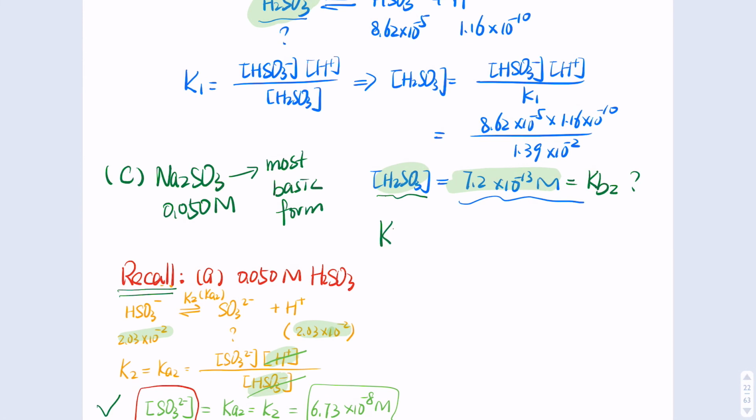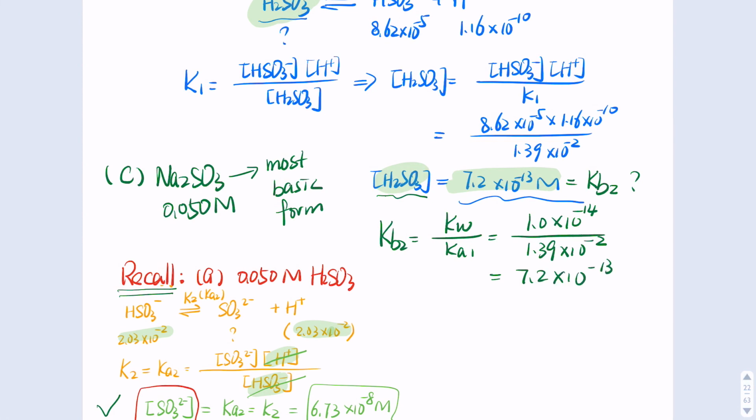So Kb2 should equal Kw divided by Ka1. Kw is 1.0 times 10 to the negative 14, and this Ka1 is 1.39 times 10 to the power negative 2. After you do the calculation, the value does come out as 7.2 times 10 to the power negative 13. Okay, so they do match again. So this is another very neat conclusion.